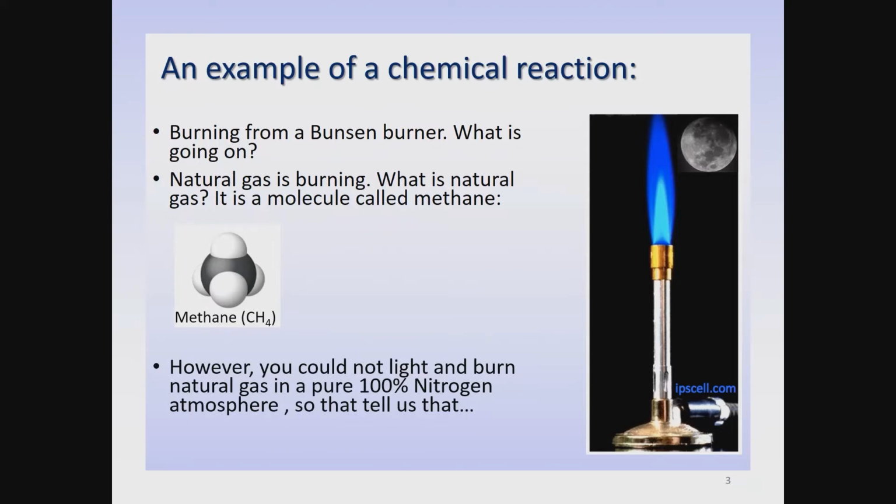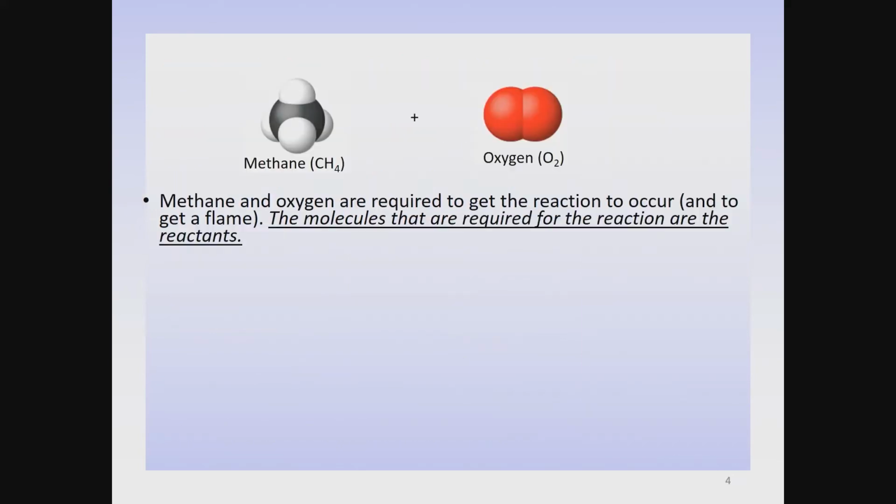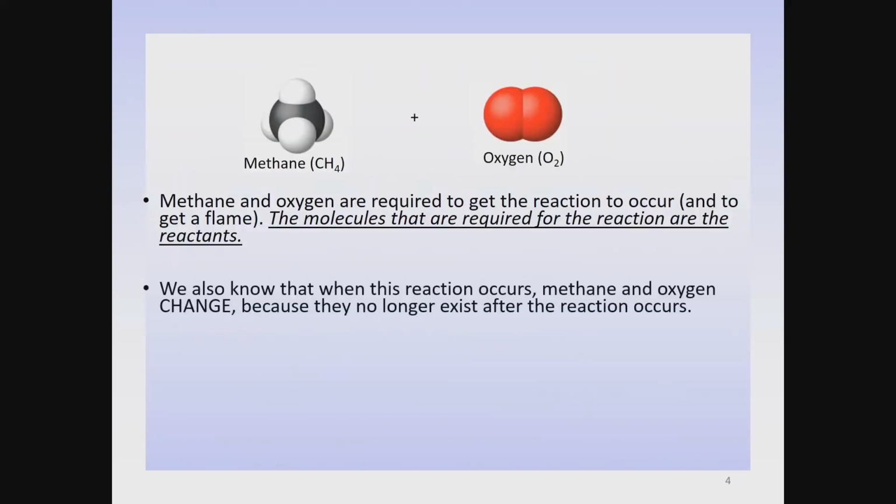It would not combust. So what that might tell you is for natural gas to burn, there must be something else in air other than nitrogen that is required for the reaction. And that thing is oxygen. So oxygen is also required for the reaction. However, when the oxygen meets with the methane and there's something to start the reaction like a little bit of flame, they will completely react. And so when they completely react, they're gone. They completely disappear.